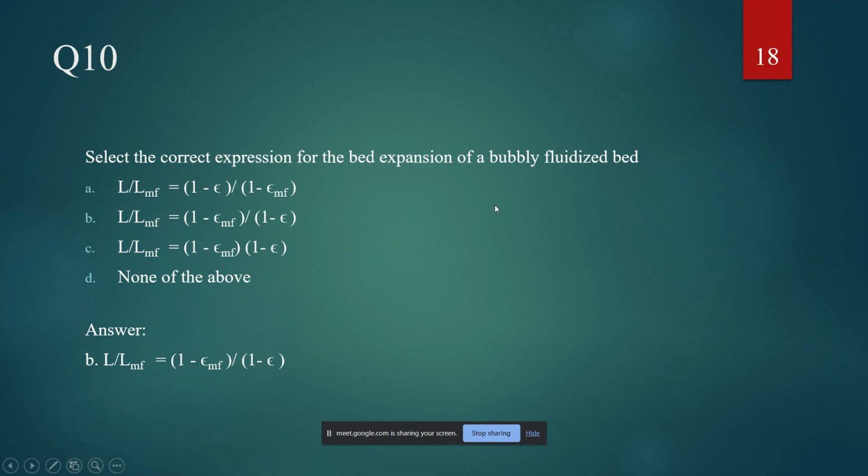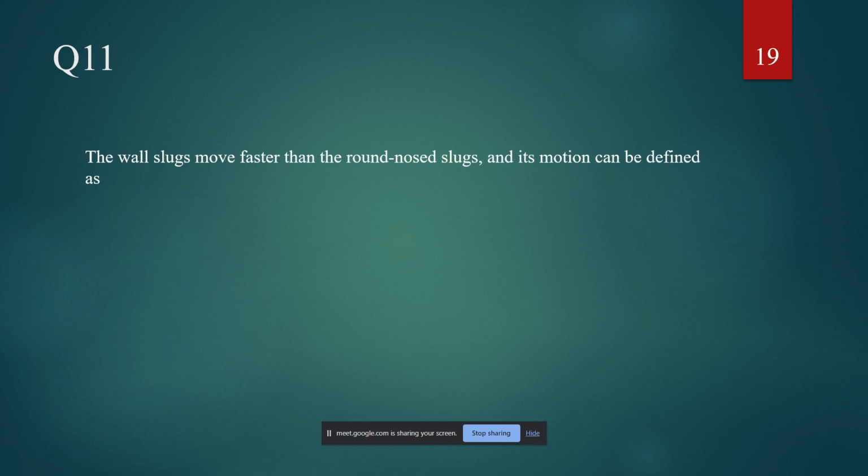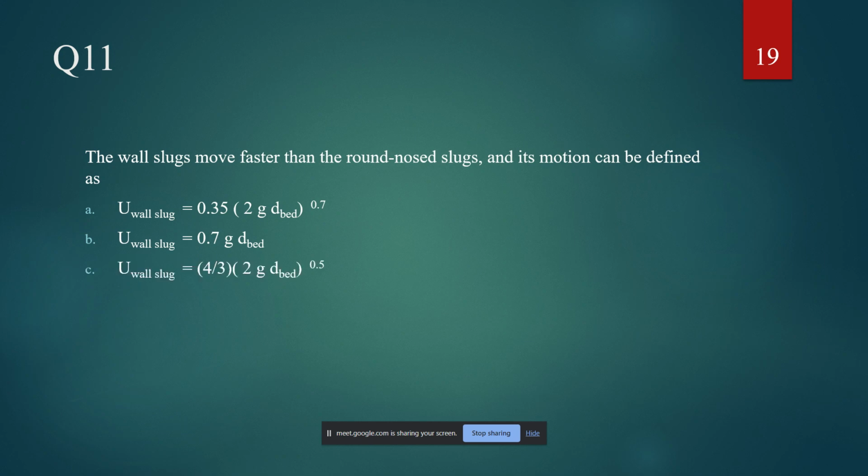We'll go to question 11. In question 11, it is given that the wall slugs move faster than the round nose slugs and its motion can be defined as U wall slug is equal to 0.35 into 2 times of G d bed power 0.7, or U wall slug is equal to 0.7 times G times d bed, or U wall slug is equal to 4 by 3 into 2 times of G d bed power 0.5, or U wall slug is equal to 0.35 times square root of 2G d bed.